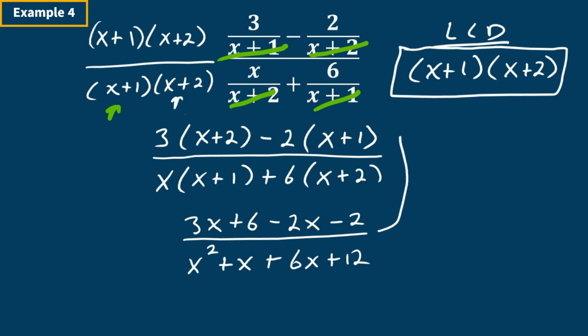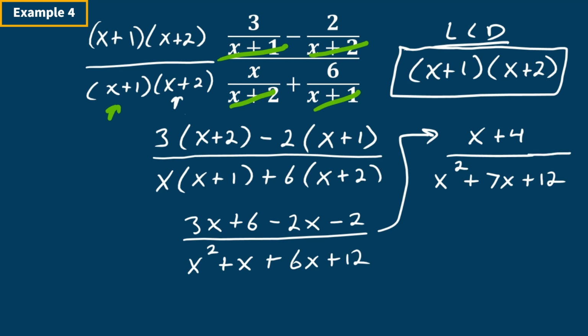From here, we can go ahead and combine like terms. So at the top, we have 3x minus 2x, which is just x. And then we have 6 minus 2, which is positive 4. And that's going to be divided by x squared. There's nothing to combine with, so we're just going to write down x squared. x plus 6x is 7x, so x squared plus 7x plus 12.